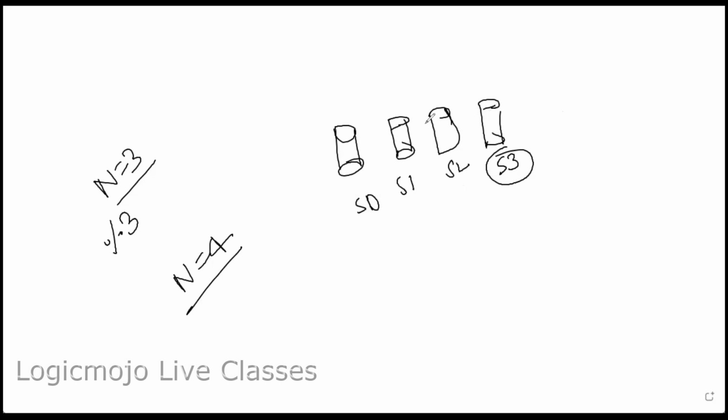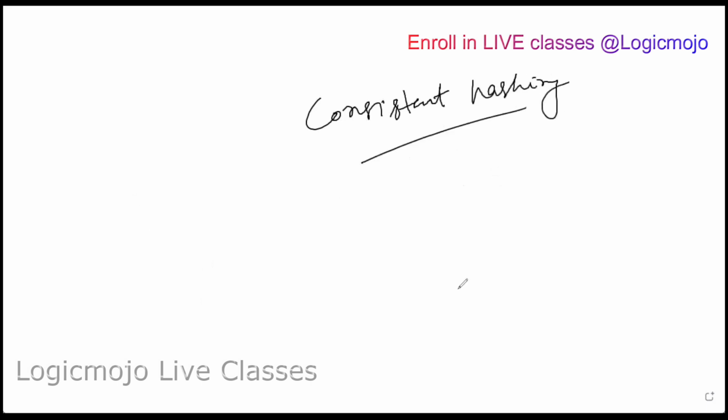Any tool like Cassandra, MongoDB, or DynamoDB uses a concept called consistent hashing, a technique in order to avoid this addition and removal problem. Let's talk about how.